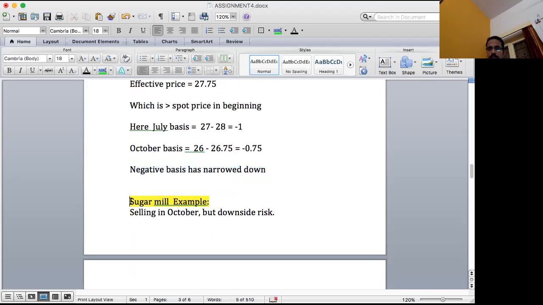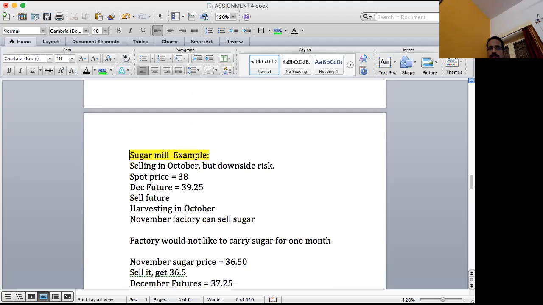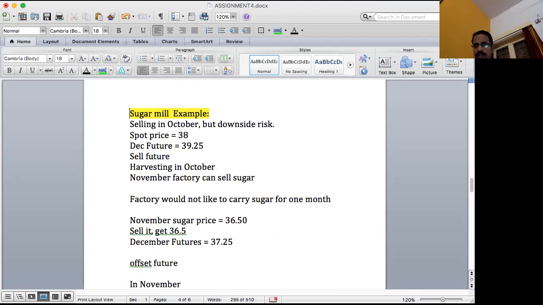Now let us take the sugar mill example. In the case of a sugar factory, which is planning to sell in October, it again faces, like the farmer, a downside risk, right? So again, a downside risk.